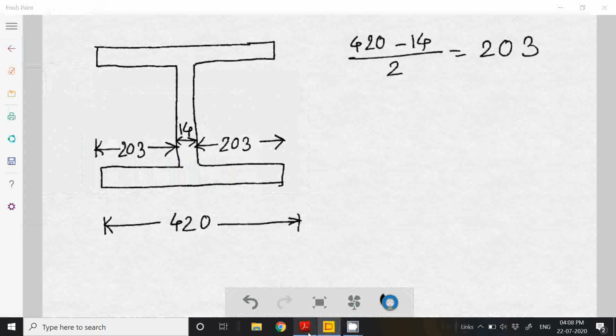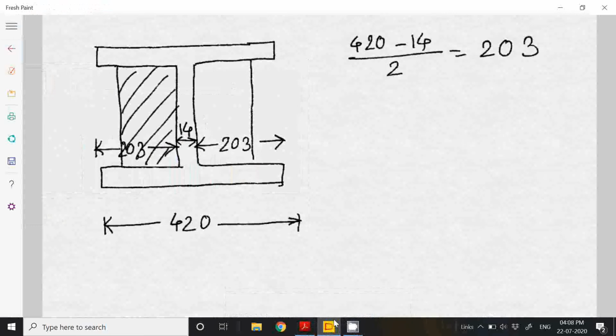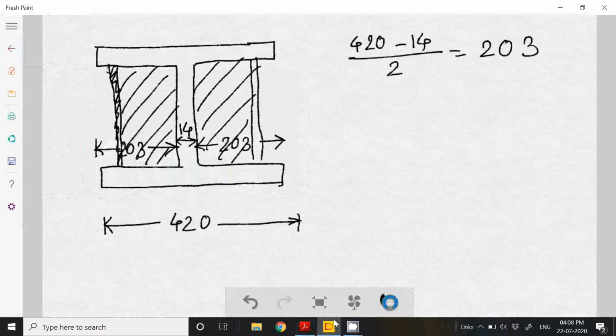Now if I use plates on both sides of the web plate, how will it look like? I'm using plates like this, like this. There will be some thickness of that plate. We cannot see it here because the image is in 2D. So that thickness is given as how much? 12. And how much are we giving here? 200 length.